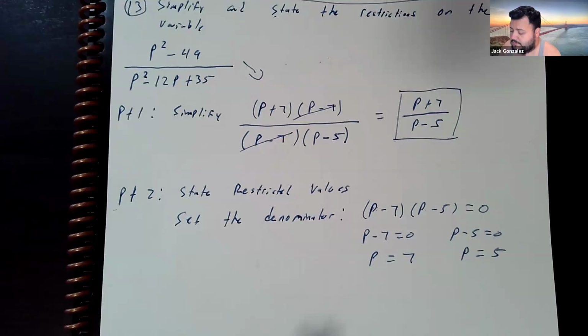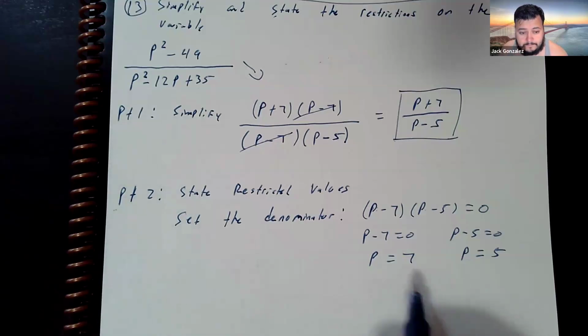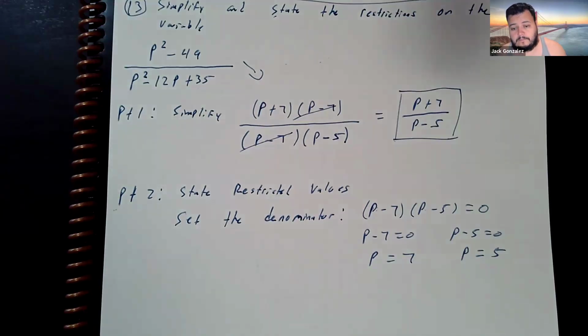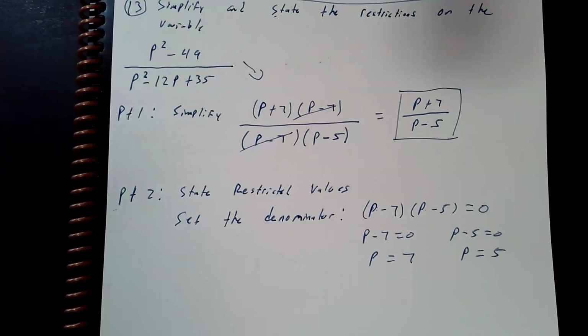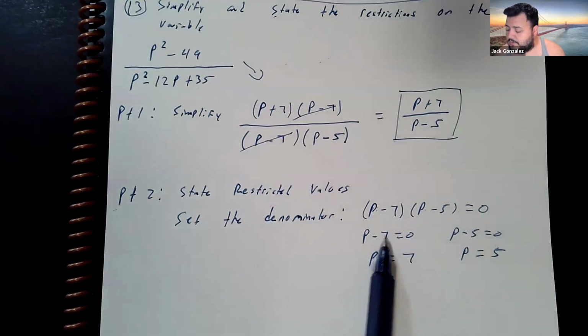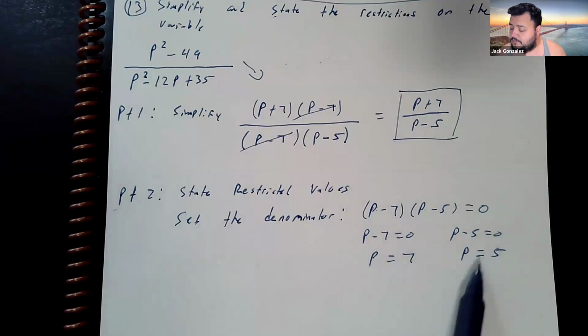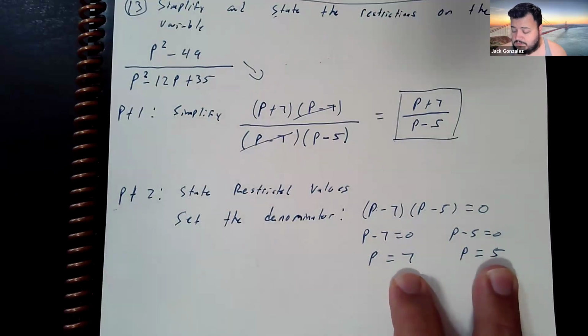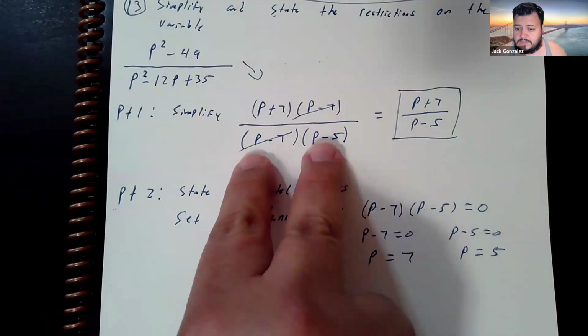So your restricted values are these. Why is it p minus 7 and p minus 5? Because you take the denominator, set it to 0, and then you solve. These are the numbers you cannot use, because if you plug them in, you get zeros on the bottom.